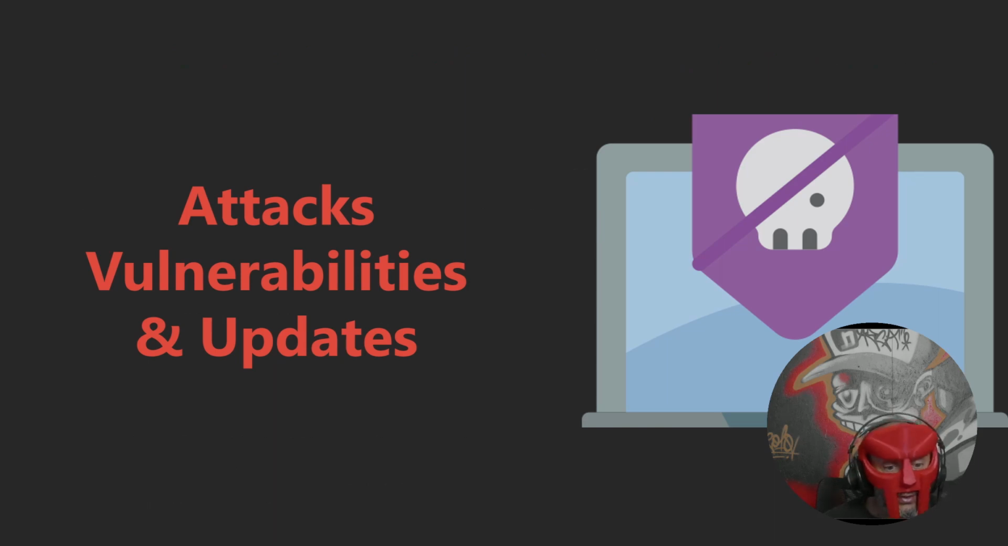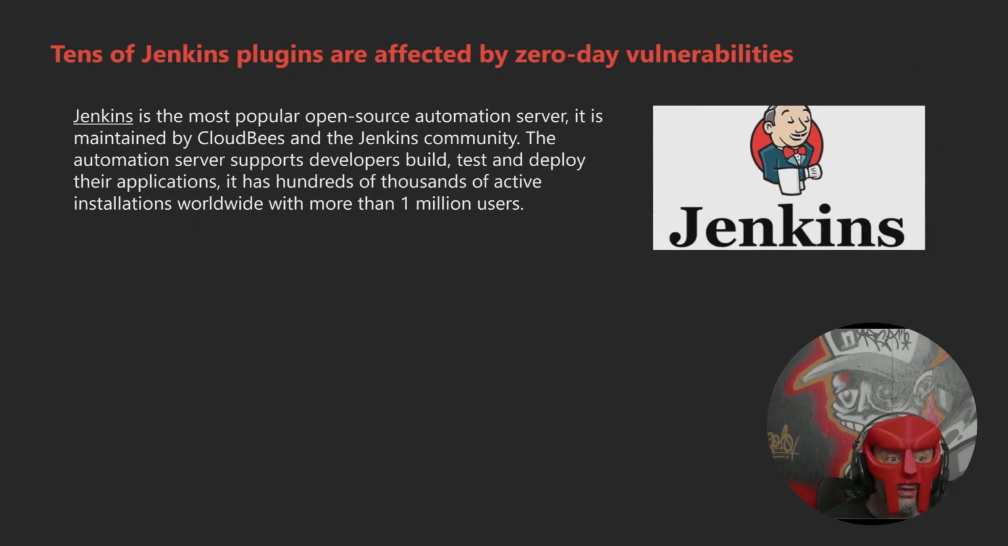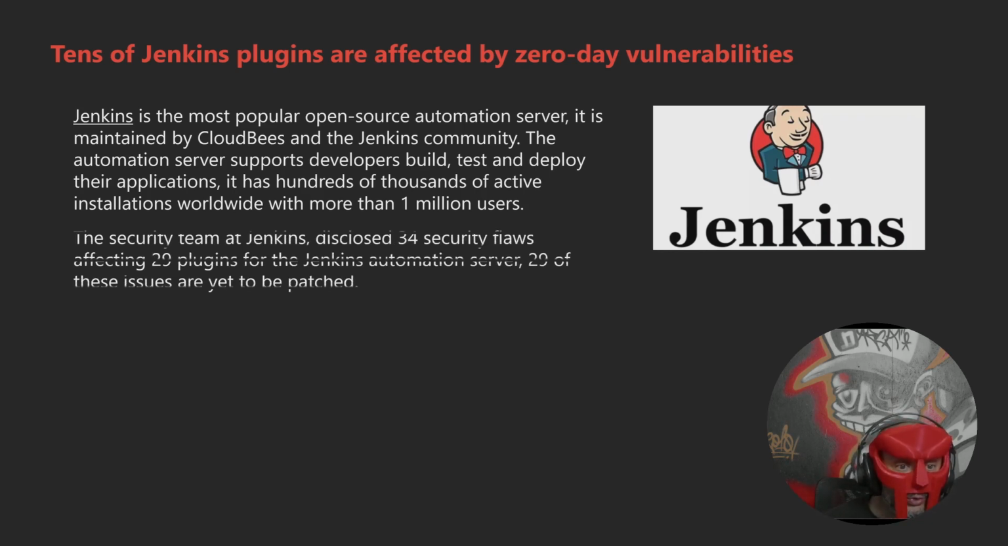We now move on to attacks, vulnerabilities, and updates. Jenkins is the most popular open source automation server. It is maintained by CloudBees and the Jenkins community. The automation server supports developers to build, test, and deploy their applications. It has hundreds of thousands of active installations worldwide with more than 1 million users.